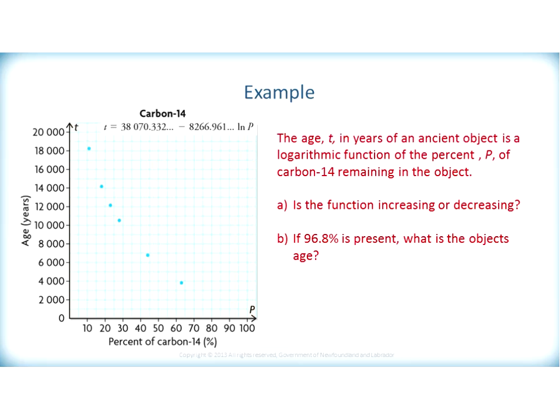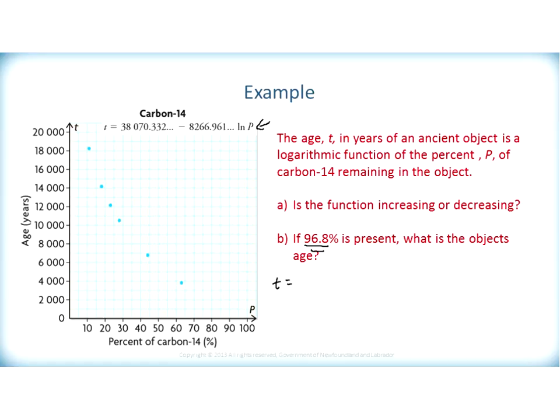Here's another example. It says the age, t in years, of an ancient object is a logarithmic function of percent of carbon-14 remaining in the object. So here is the logarithmic regression function. It is a decreasing function. And it says if 96.8% is present, what is the object's age? And so we could put 96.8 in for p, the percent.